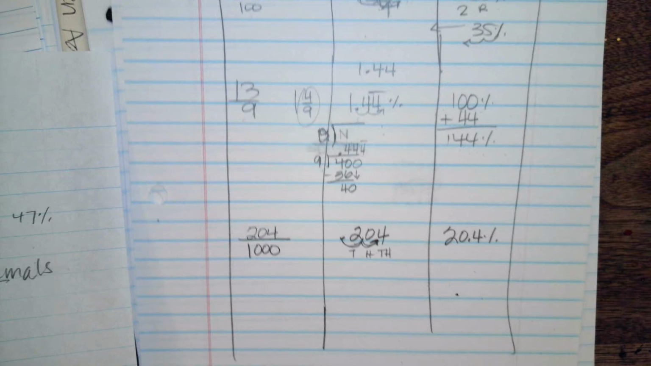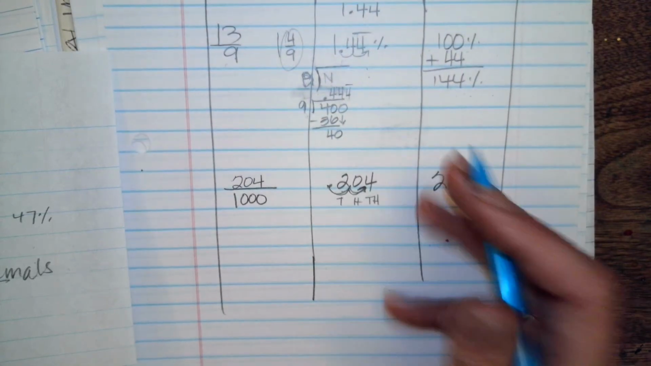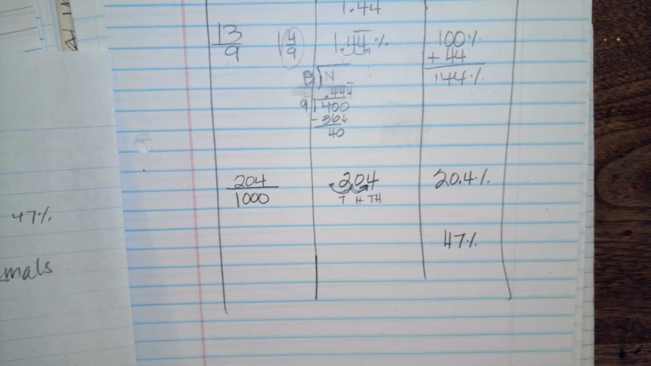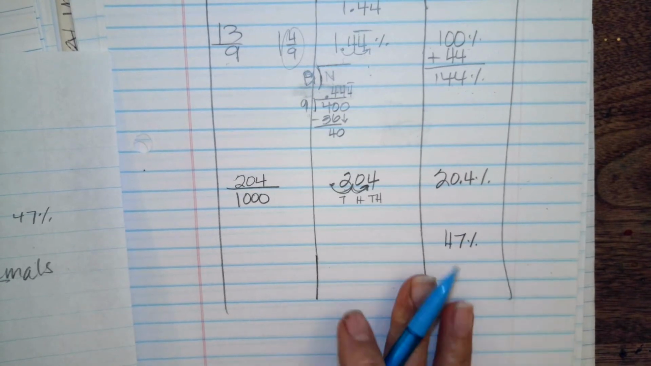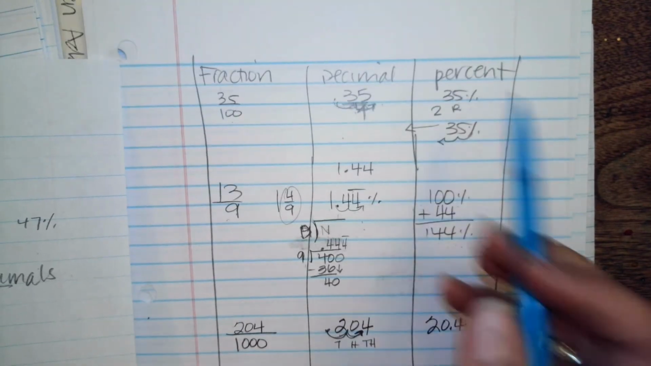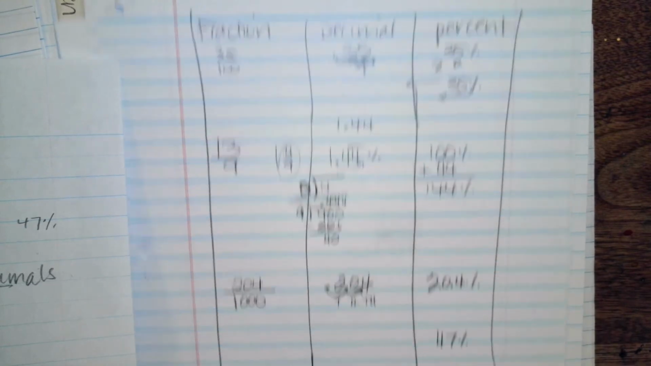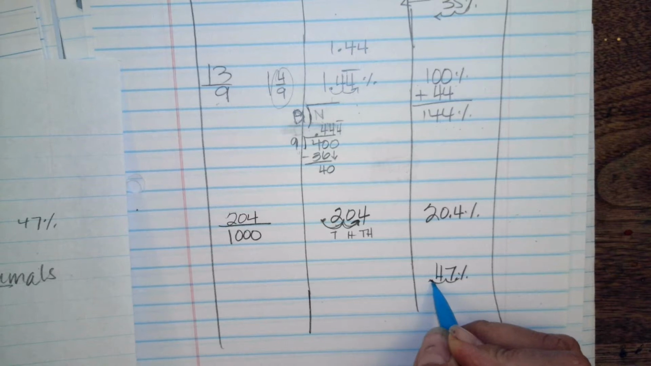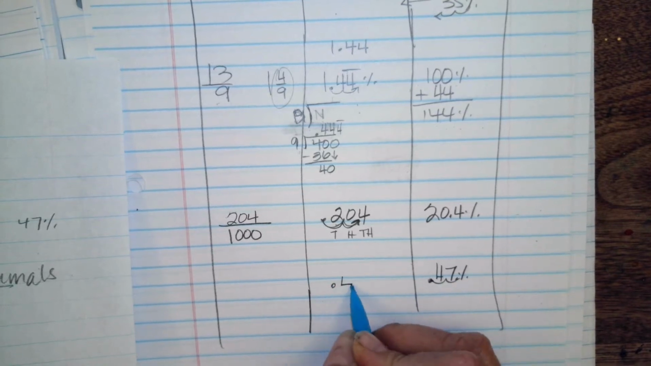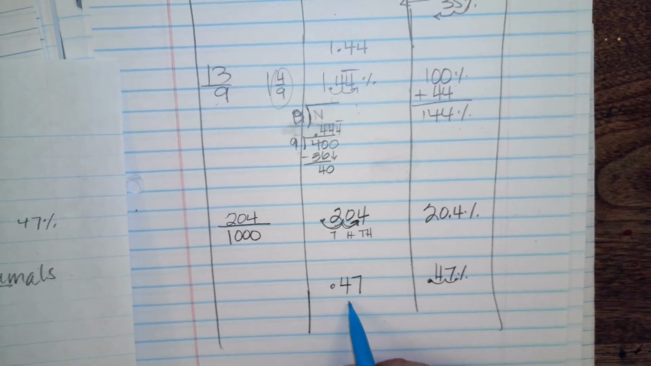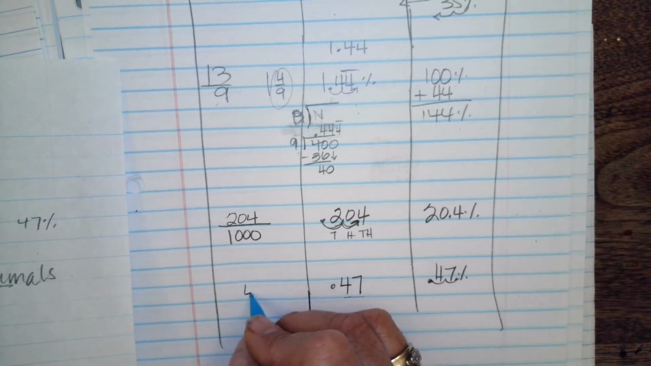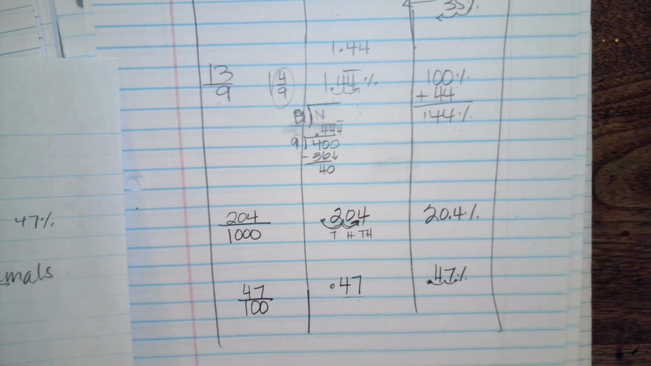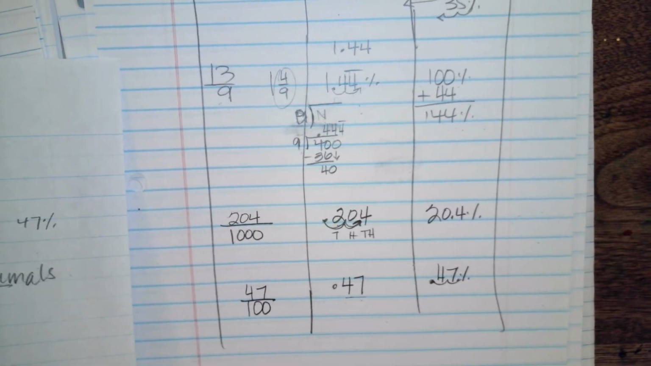And then for the next one, we have percent. So it's 47%. And I know from this one, I go 2 to the right. So I'm just going to do the same exact thing here. I'm going to do my decimal, 2 to the right. It's 0.47. And then I'm going to use this as my numerator, and it ends in the hundredths. So it's 47 over 100.